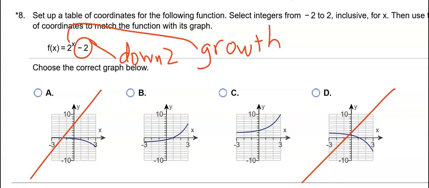I mean, letter C would be an exponential growth function, but it's been shifted up 2 units, not down.